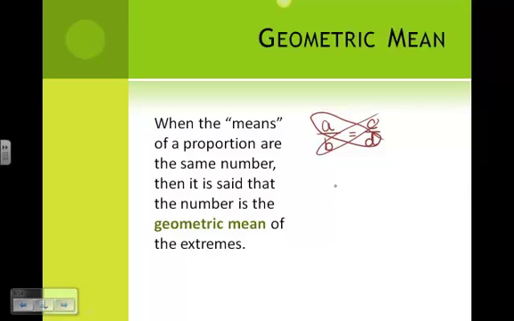So what we mean by that is when you have something like A is to, let's say, Q just as Q is to B, now we have one pairing that is the same. It says when the means of a proportion are the same number, then it is said that the number Q is the geometric mean of the extremes. So when you multiply it, you get Q squared equals AB, and Q is equal to the square root of AB. So that's just the definition of a geometric mean.